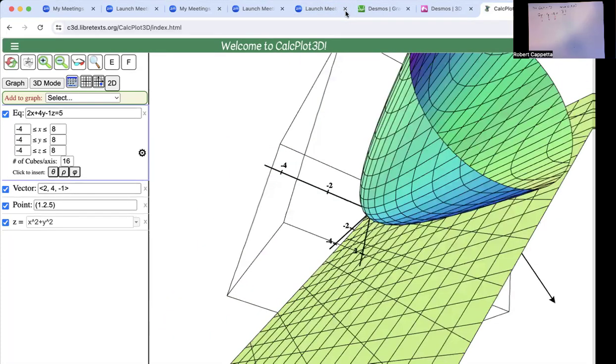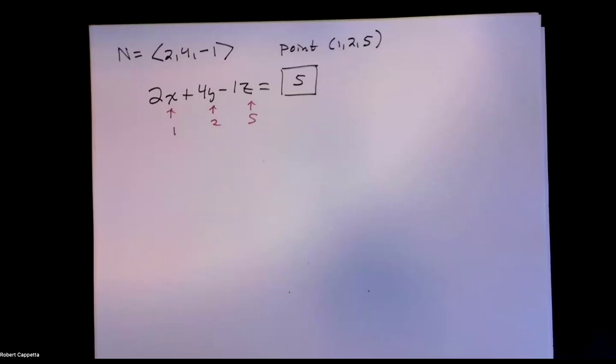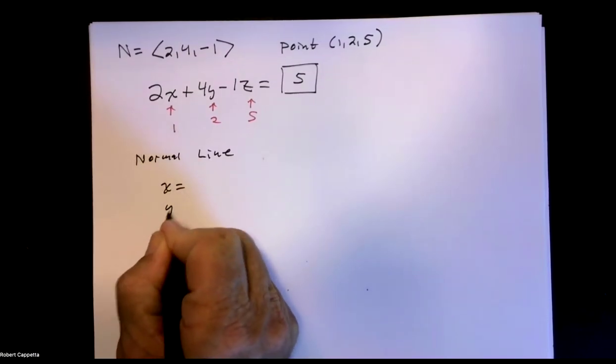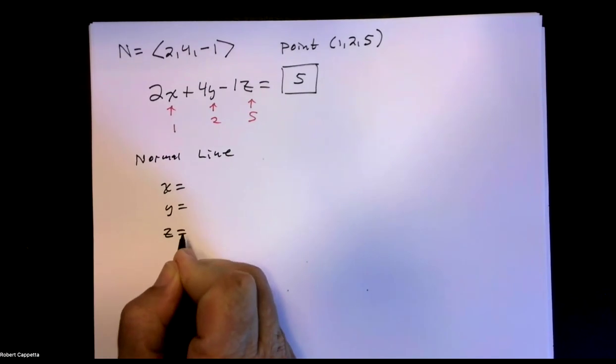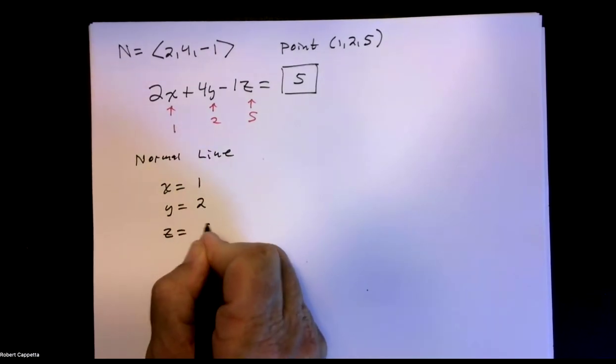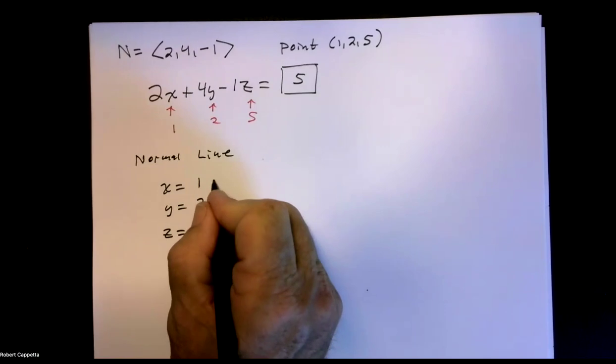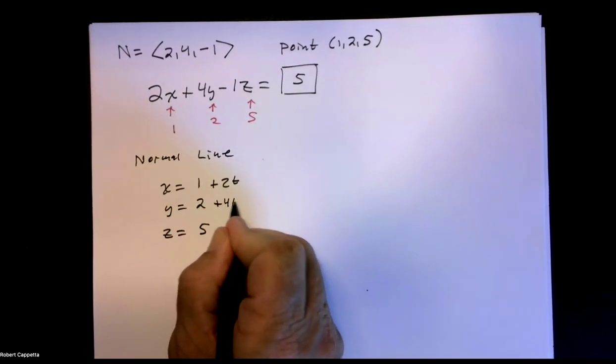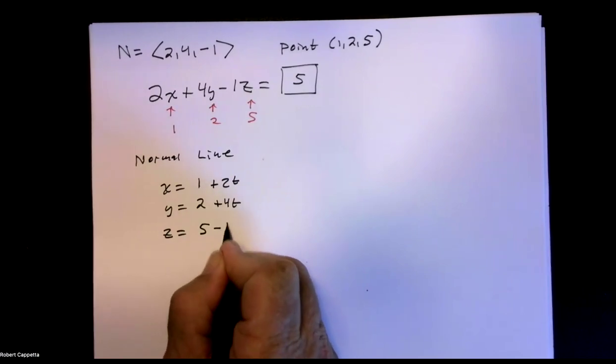We also want to find the equation of the normal line. So how are we going to do that? We're going to have x equals, y equals, z equals. We're starting at the point 1, 2, 5. The change in x is 2, so it's 1 plus 2t. Change in y is 4, 2 plus 4t. Change in z is negative 1, 5 minus 1t.